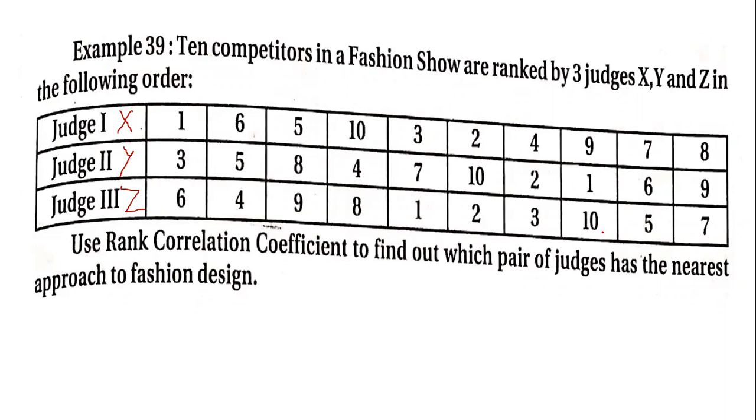Now let us read the question and understand what they are actually asking us to do. The question clearly mentions rank correlation, to find out which pair of judges, pair means two of them. Either it can be XY, or YZ, or XZ, which pair of judges has the nearest approach to fashion design?